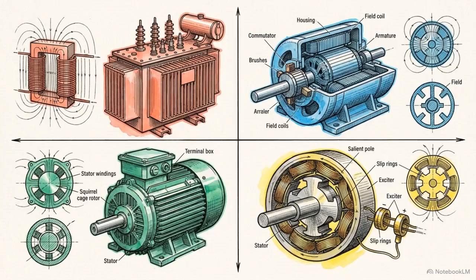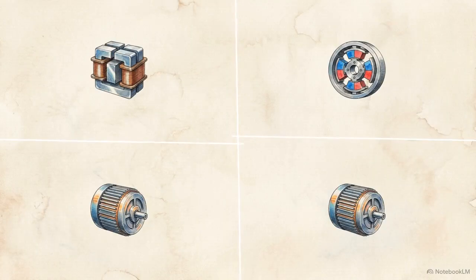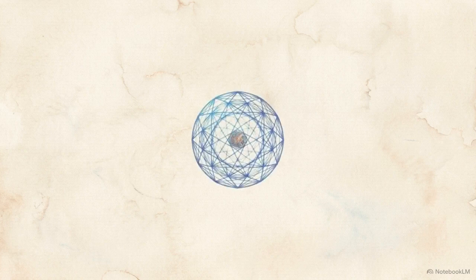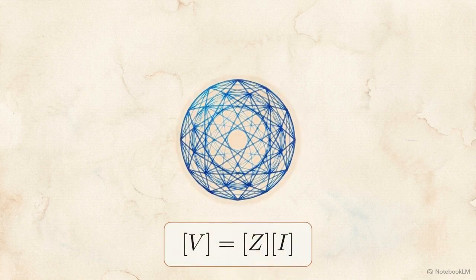It feels like learning 4 different branches of physics. That separation is an illusion. There are not 4 separate sets of laws governing the power grid. There is only one underlying mathematical framework at work here.